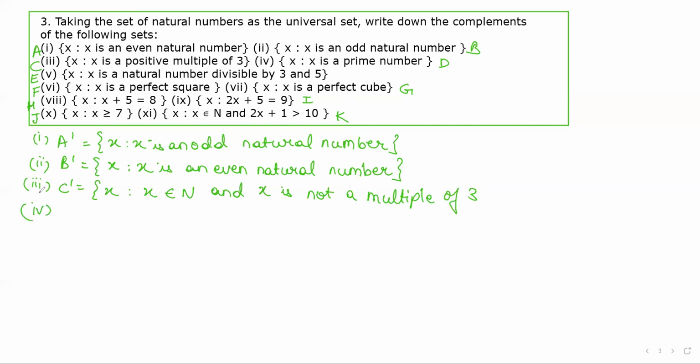X is a prime number. You can see that D dash should be X belongs to a natural number and X is not a prime number.